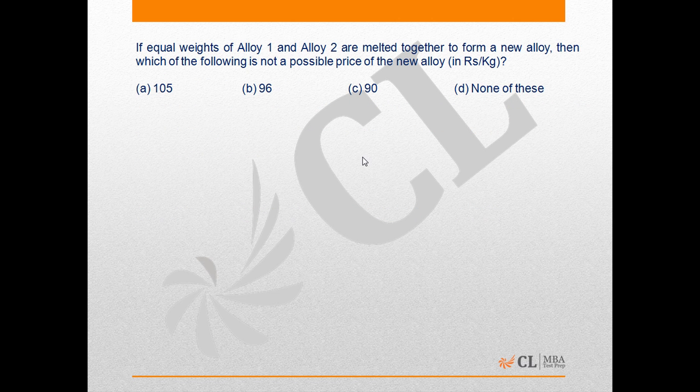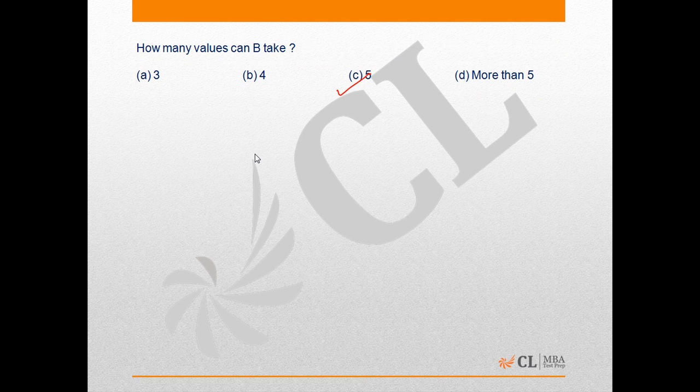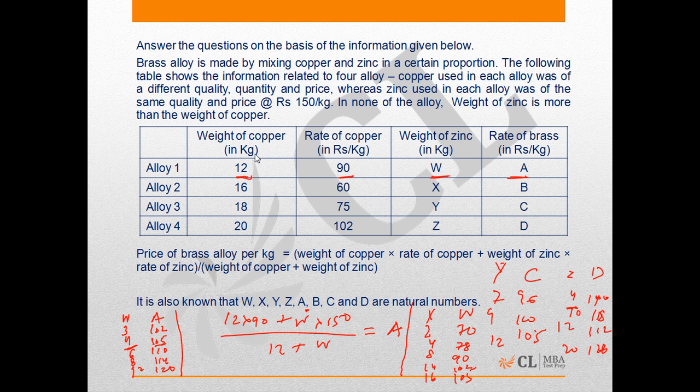Moving to the next question. Here it is given that equal weights of alloy 1 and alloy 2 are melted together to form a new alloy. Then which of the following is not a possible price of the new alloy? From the given table, the minimum weight of alloy 2 has to be 16 plus 2, that is 18.